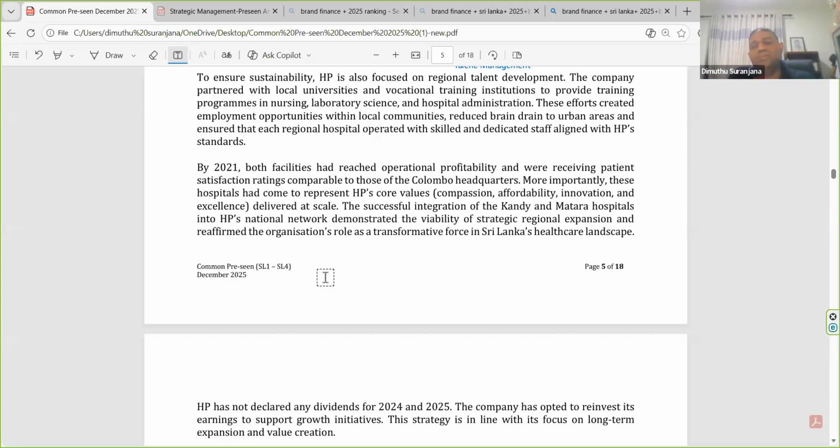Delivered at scale, the successful integration of Kandy and Matara Hospital into HP's national network demonstrates the viability of strategic regional expansion and reaffirms the organization's role as a transformative force in Sri Lanka's healthcare landscape.